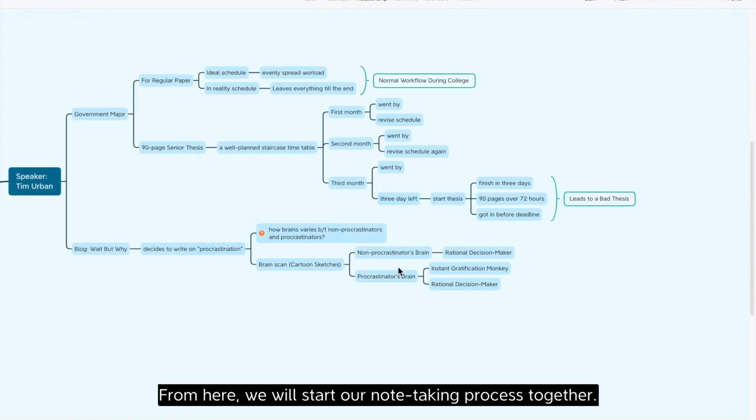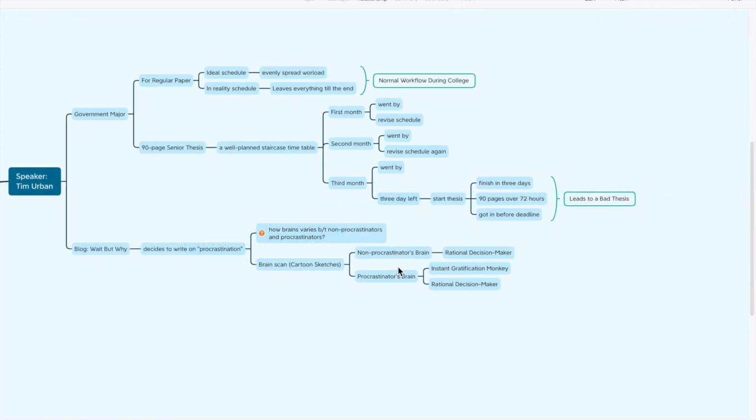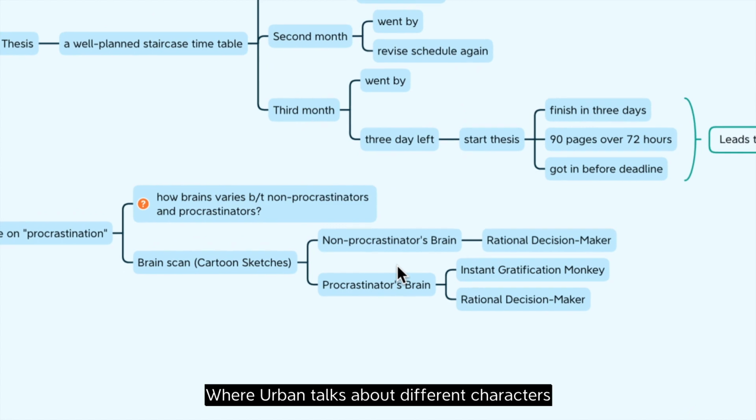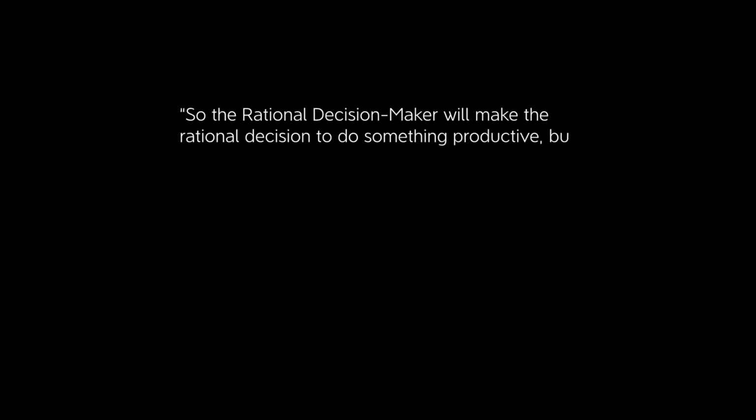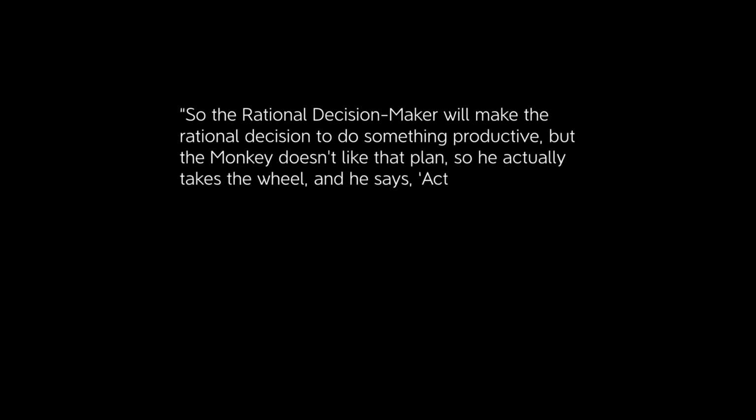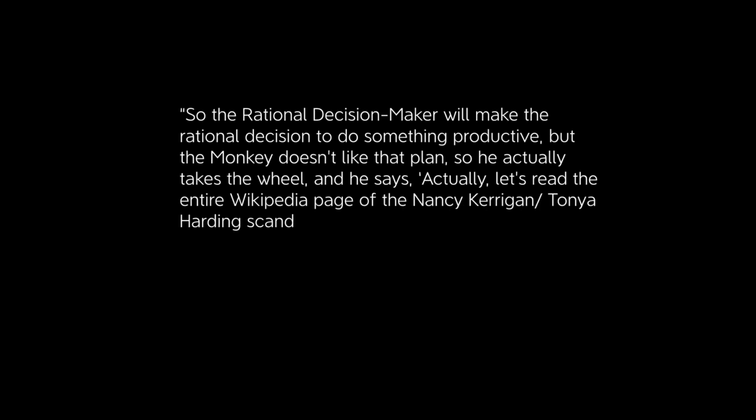From here, we will start our note-taking process together, where Urban talks about different characters inside the brain of a procrastinator, and here's what he found. So the rational decision maker will make the rational decision to do something productive, but the monkey doesn't like that plan. So he actually takes the wheel, and he says, actually, let's read the entire Wikipedia page of the Nancy Kerrigan-Tanya Harding scandal, because I just remember that that happened.